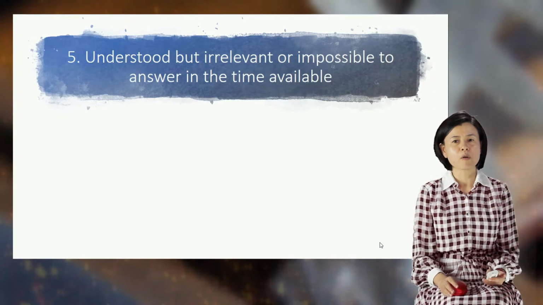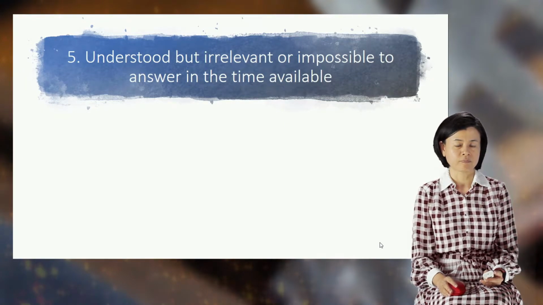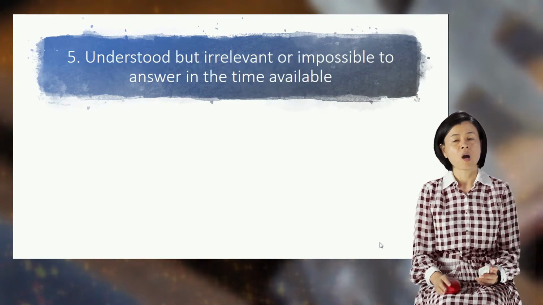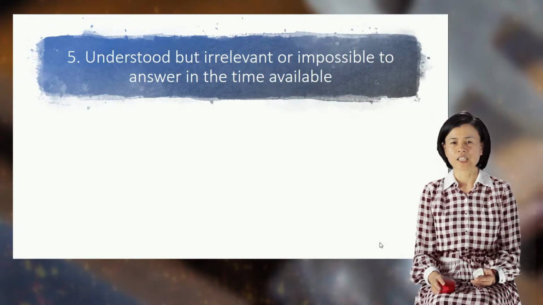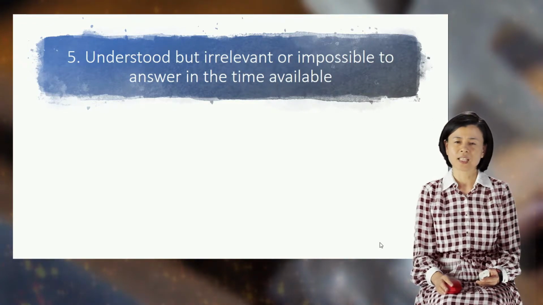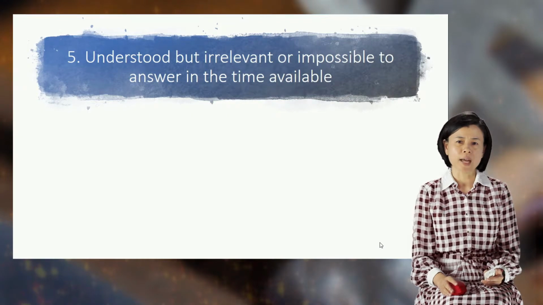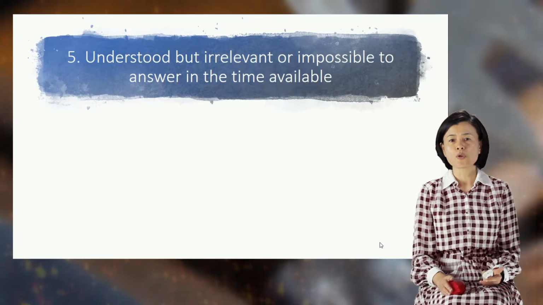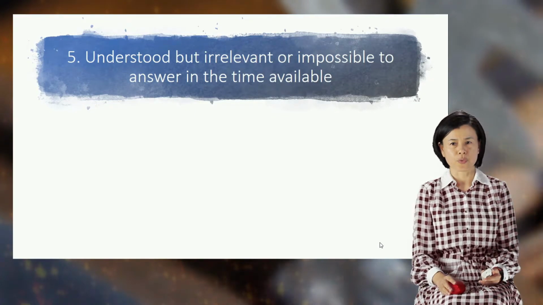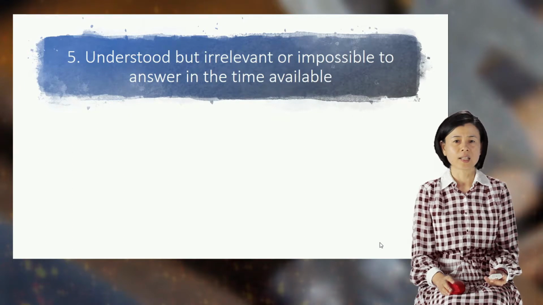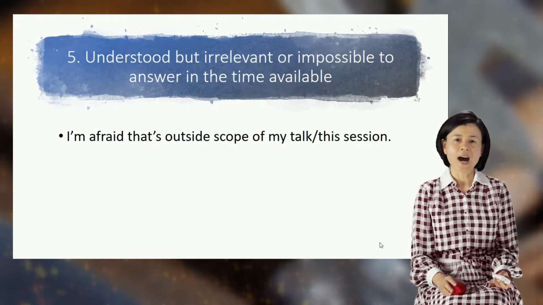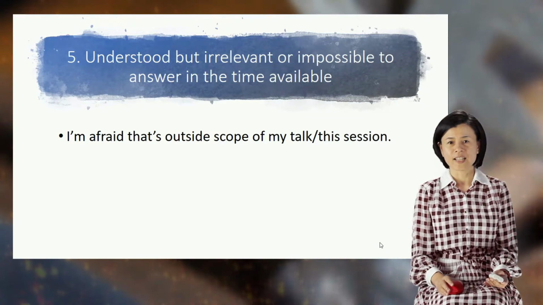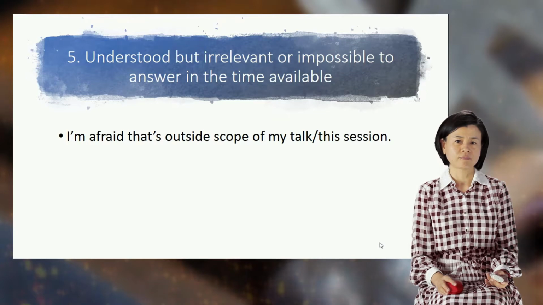Well, I will talk about the second kind of situation. The question is understood, but irrelevant or impossible to answer in the time available. It's a trouble, right? What can we do at this moment? First, keep calm. You will remember that I said, tell the truth. Therefore, you can say directly, "Sorry, I'm afraid that's outside of my talk." Or, "I'm afraid that's outside the scope of this section."